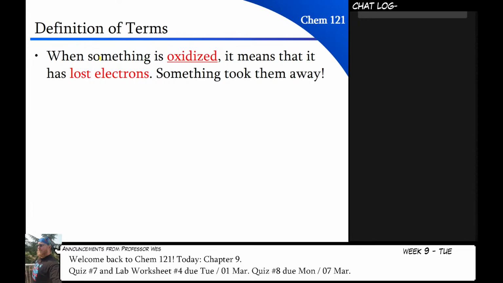What do those terms mean? When something is oxidized, that means that that substance lost electrons. What does it mean to lose electrons? That means that its charge becomes more positive. So an example of this would be, if I had calcium metal, and I took away 2 electrons and I made Ca2+, this would be an oxidation.